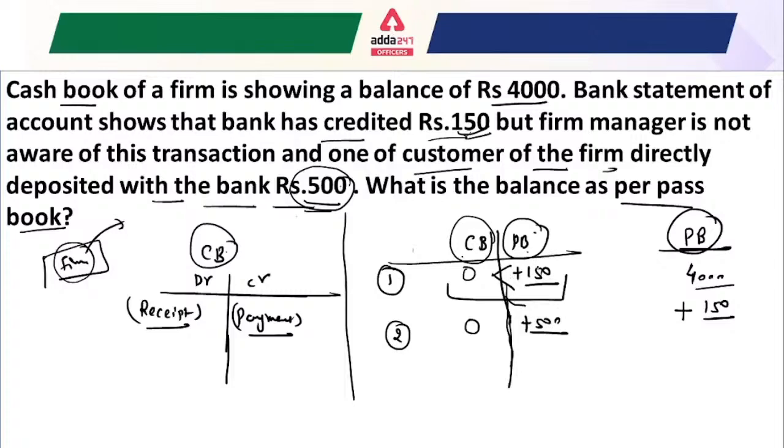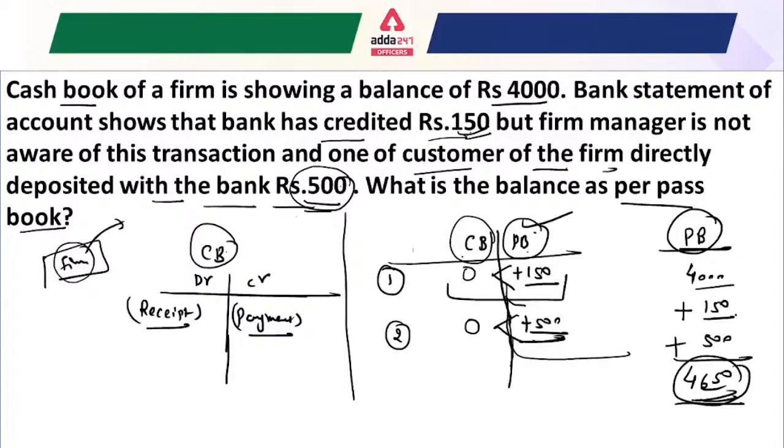After that, again we have to understand whether the passbook balance is greater or lesser than the cash book. The answer is that the passbook balance is greater than the cash book. So we use the plus figure, and the amount is 500 rupees. If I ask what will be the balance as per the passbook currently, your answer will be 4,650 rupees. So that would be your answer for this question. I hope it is understandable for everyone.